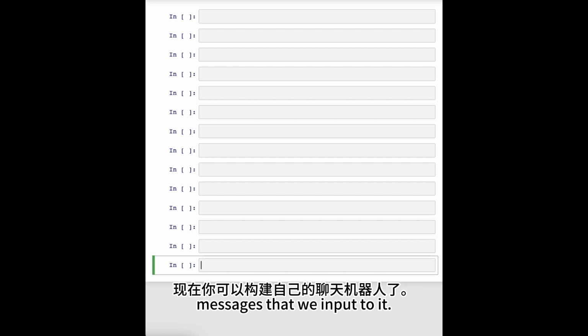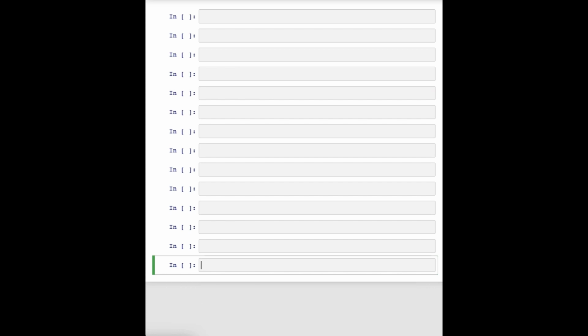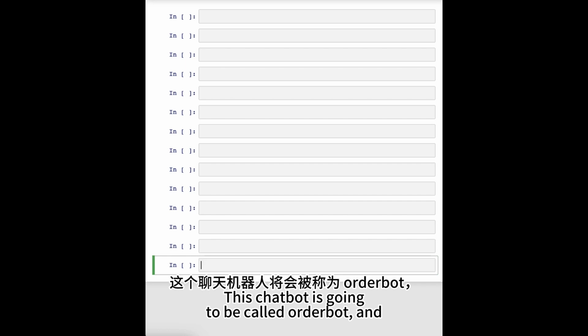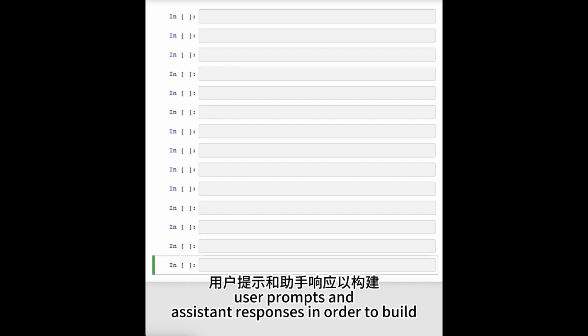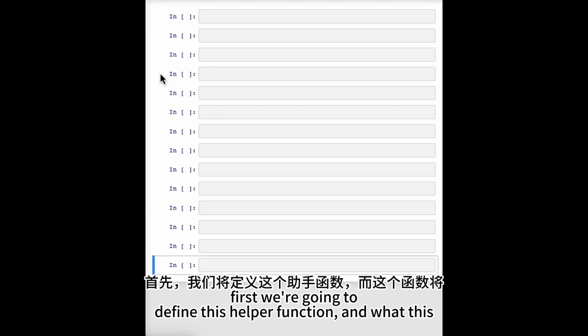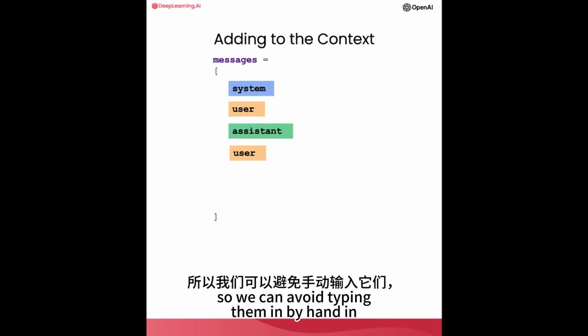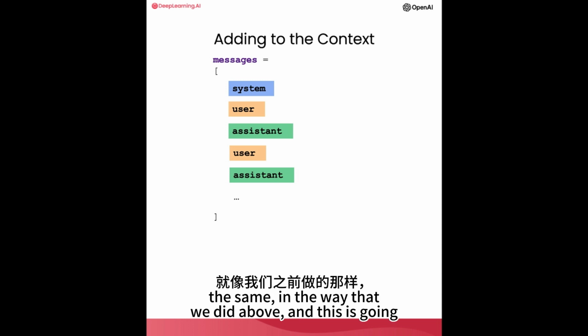So now you're going to build your own chatbot. This chatbot is going to be called OrderBot, and we're going to automate the collection of user prompts and assistant responses in order to build this OrderBot. And it's going to take orders at a pizza restaurant. So first we're going to define this helper function. What this is doing is it's going to collect our user messages so we can avoid typing them in by hand in the way that we did above.